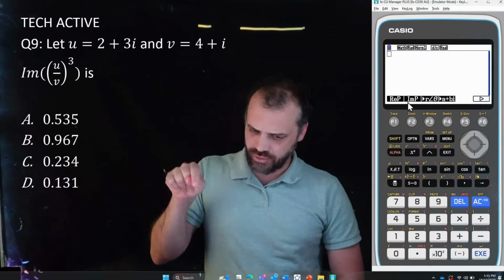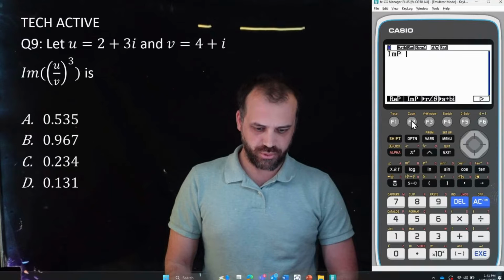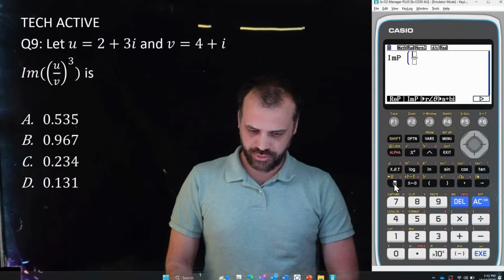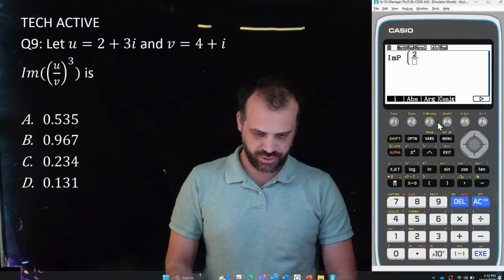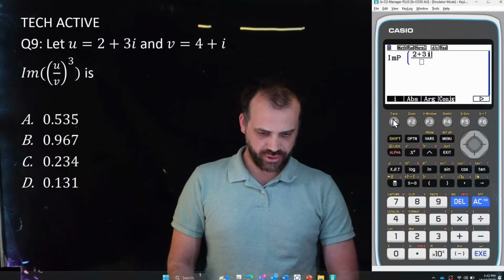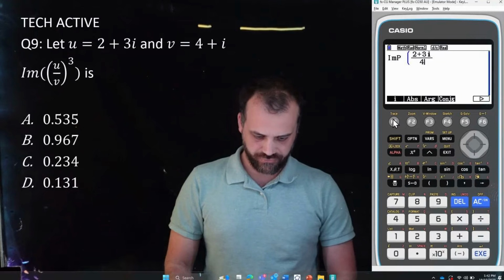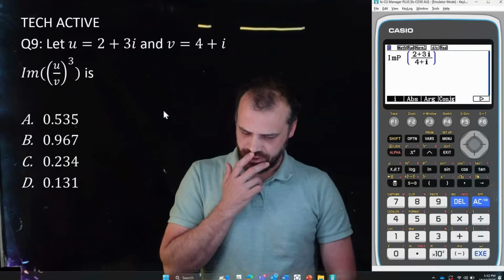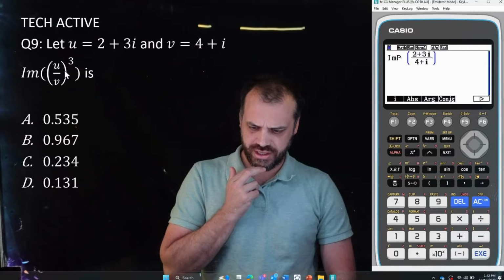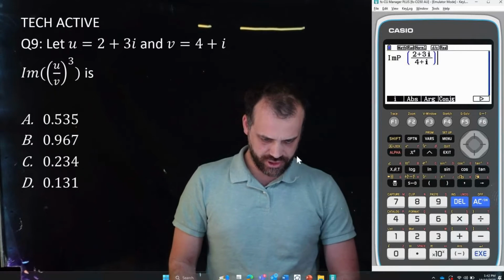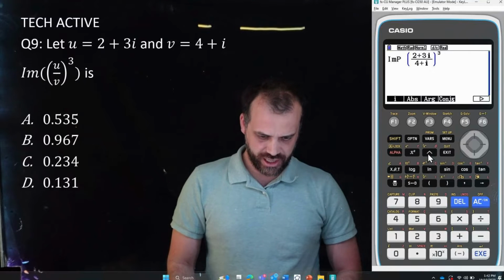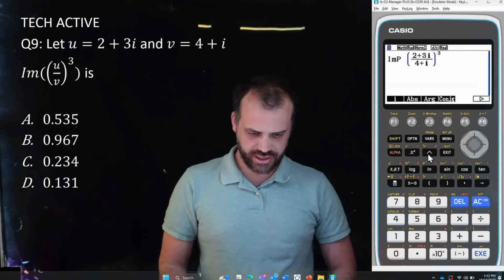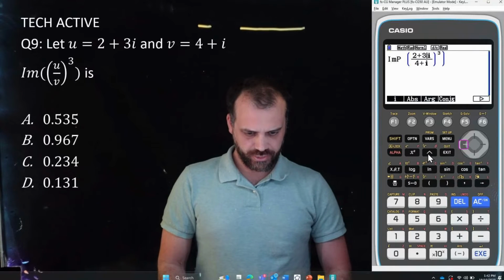All right, so what do we want? We want the imaginary portion of, I'll put a bracket in here, and we're going to do u, which is 2 plus 3i. So let's do 2 plus 3i over 4 plus i, close up that bracket. Now whatever u over v is, we want to raise that to the power of 3. So our calculator can handle that. But we need to be a bit careful here. I think I need another set of brackets here, all the way around the whole thing.